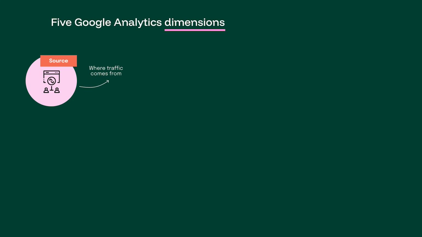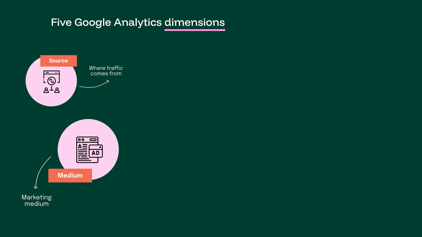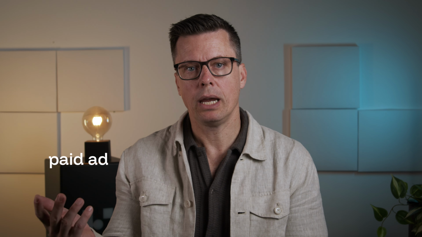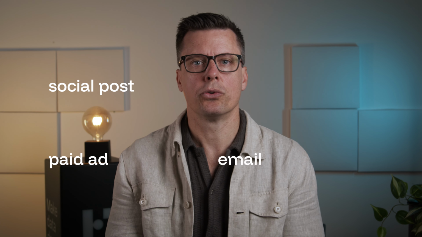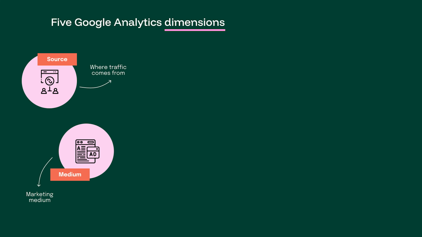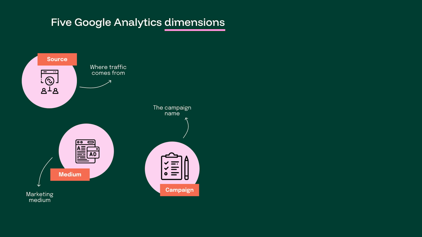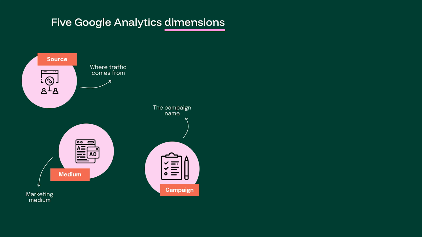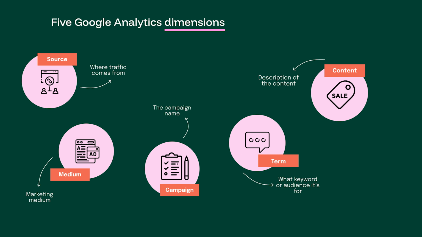Every UTM tag also names the medium. This is how users are finding you. Could be from a paid ad, email, social post, or the Google search results page. And the third required parameter is campaign name. Is it a winter sale, a Black Friday deal? The campaign name adds more context. Other parameters you can add to your UTM tag are content and term, but these are optional.